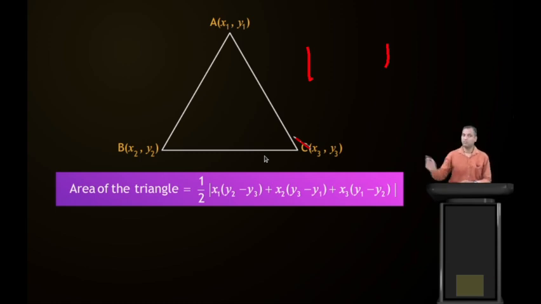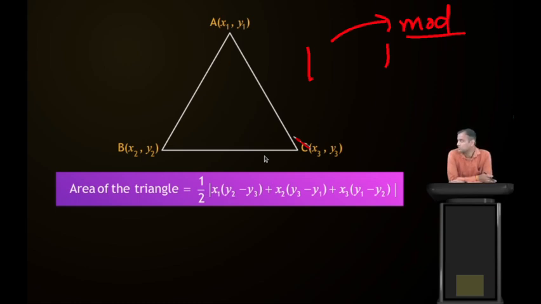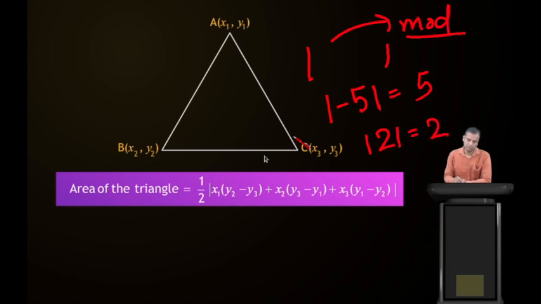And what does this mod mean? These two lines are called mod. It represents the positive value of any integer. So if you have to find mod of minus 5, it is again 5, because it shows only the numerical value. And if you have to find the value of mod 2, it is again 2. For mod minus 2, it is again 2. So this mod always gives a positive value.